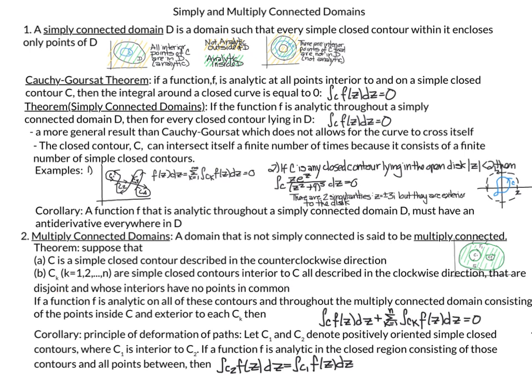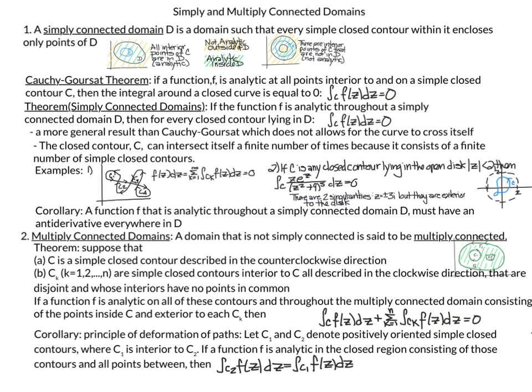Then if a function f is analytic on all these contours and throughout the multiply connected domain consisting of the points inside C and exterior to C sub k, then this formula will hold. The contour integral over C plus the contour integral over all the C sub k will equal 0.